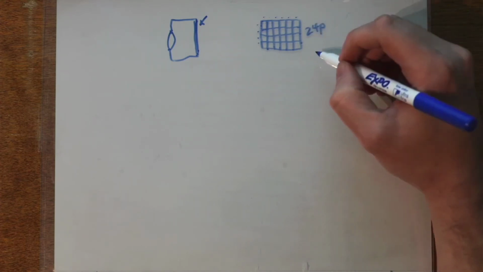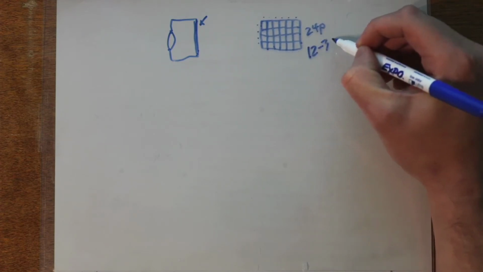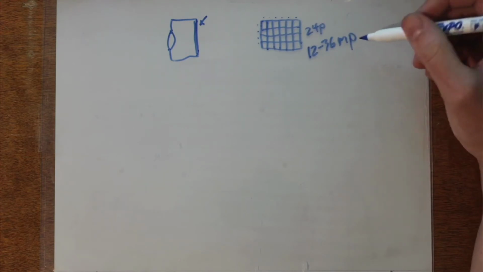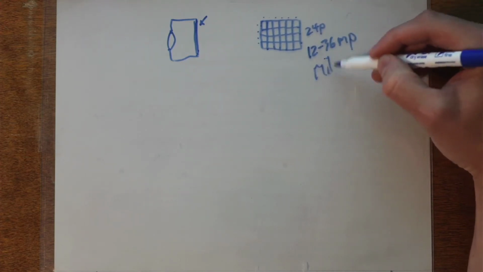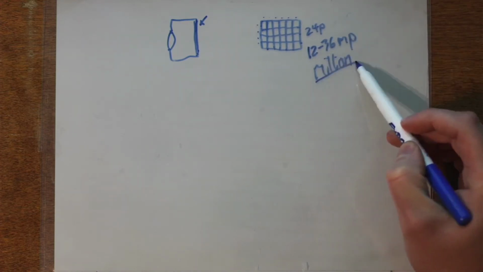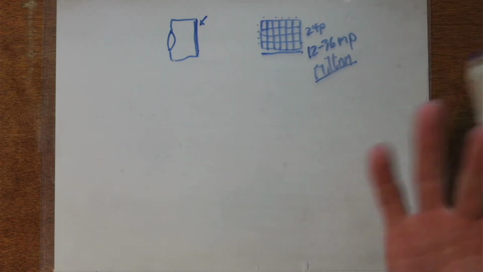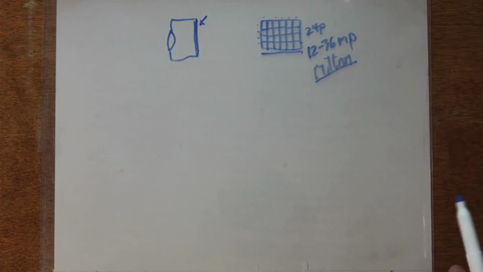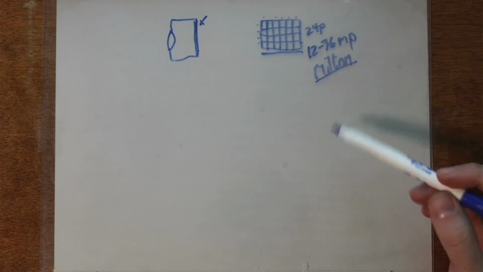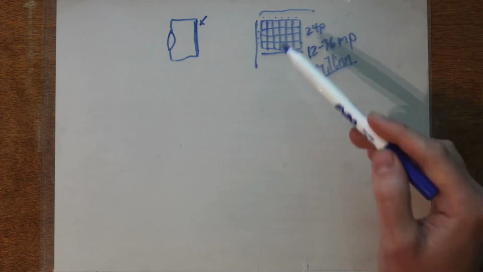Most of your phones and cameras are going to be somewhere in the 12 to 36 megapixel range, and megapixel just means million. So your cameras are 12 to 36 million pixels. This is 24 pixels, not millions, not anything. So realize that the cameras that we're using have a very, very high megapixel count. It's many thousands on each side of our sensor.